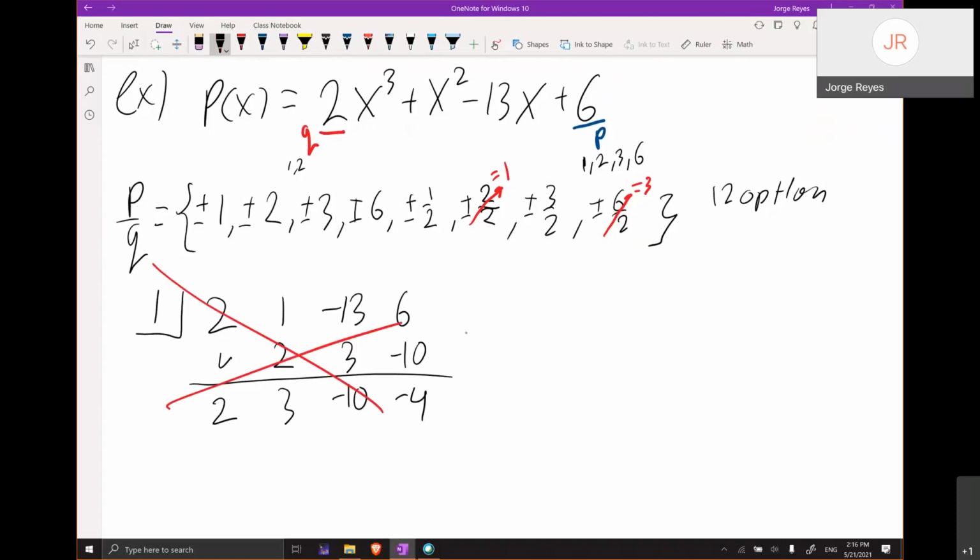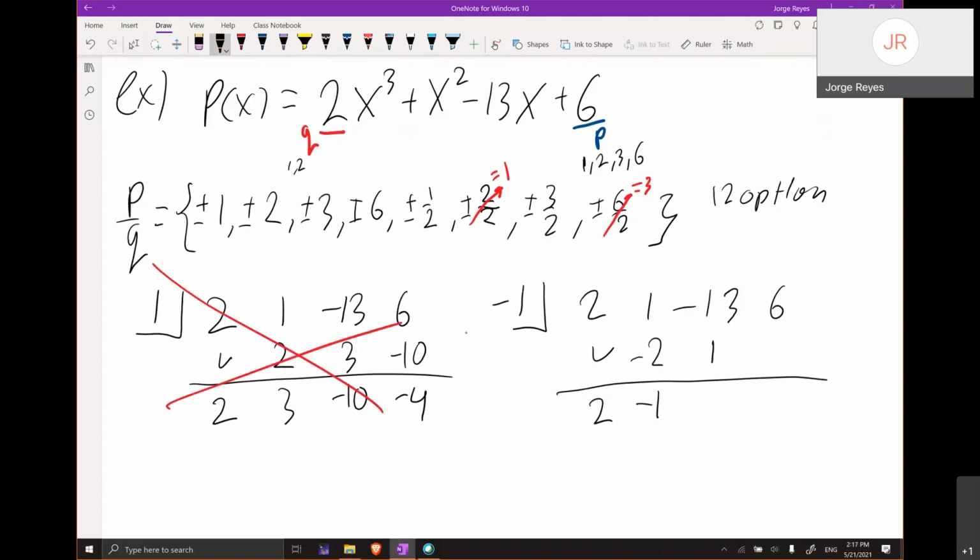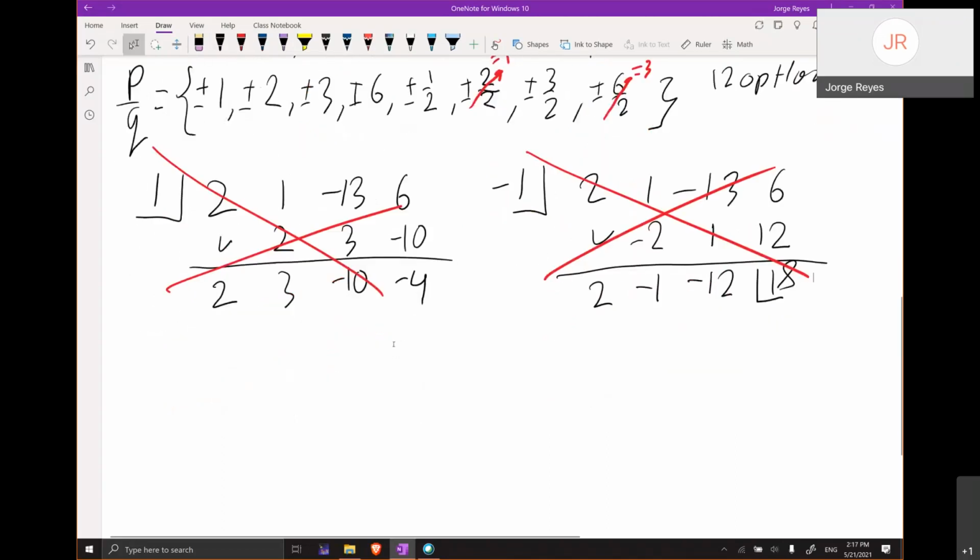Then I'm going to guess negative 1, and here it's really personal preference, all right? I'm going to guess the easiest numbers first, and then just keep getting more and more painful. So negative 2, negative 1, 1, negative 12, positive 12, that's 18. So both negative 1 and 1 don't work, okay?